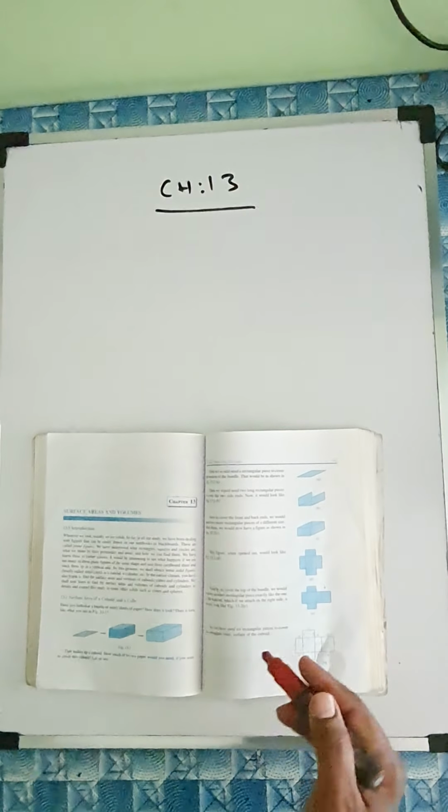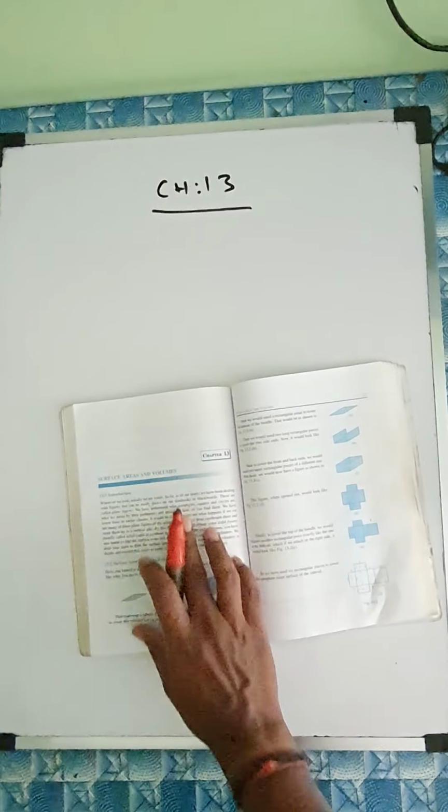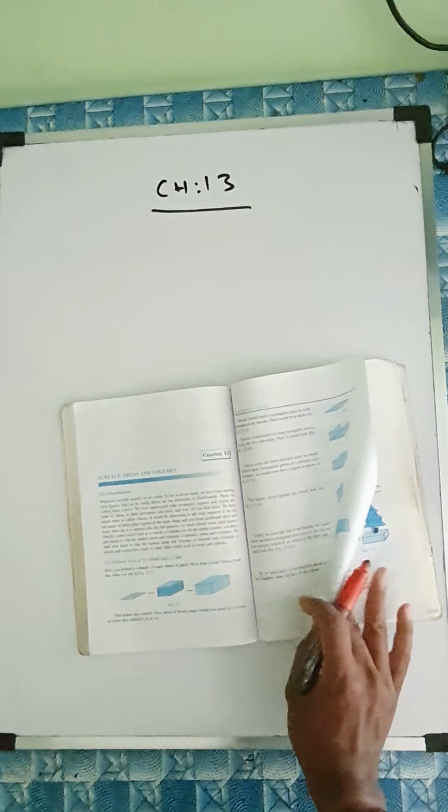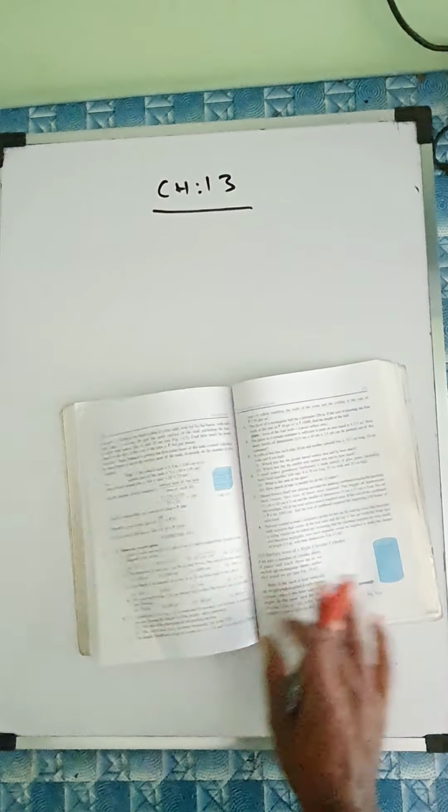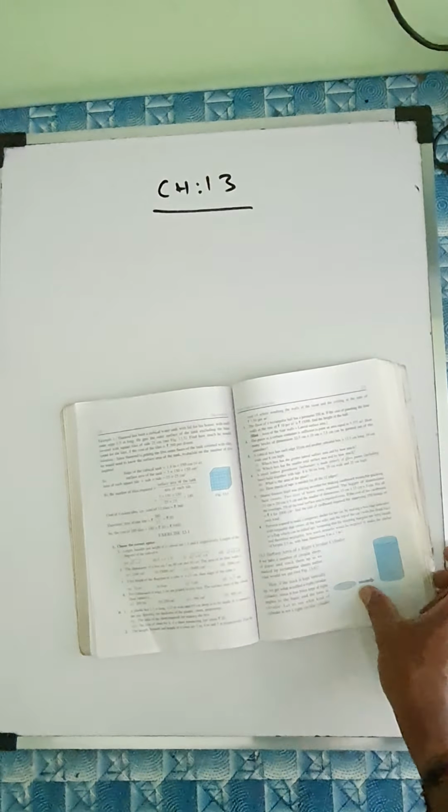Chapter 13, volume, surface area and volumes. Okay, so the first exercise we are going to solve is about cuboids and cubes. I'll give the formulas first here. The first one is cuboid, another one is cube.